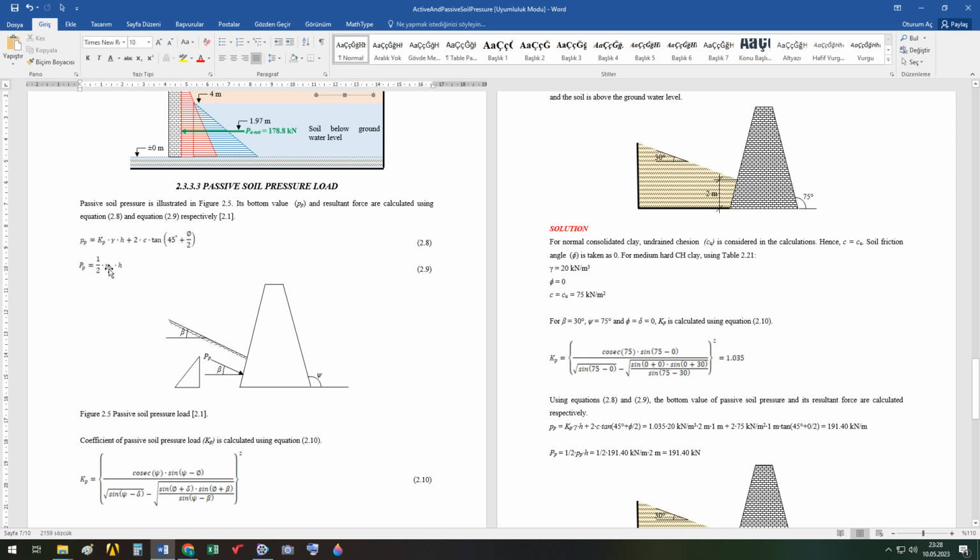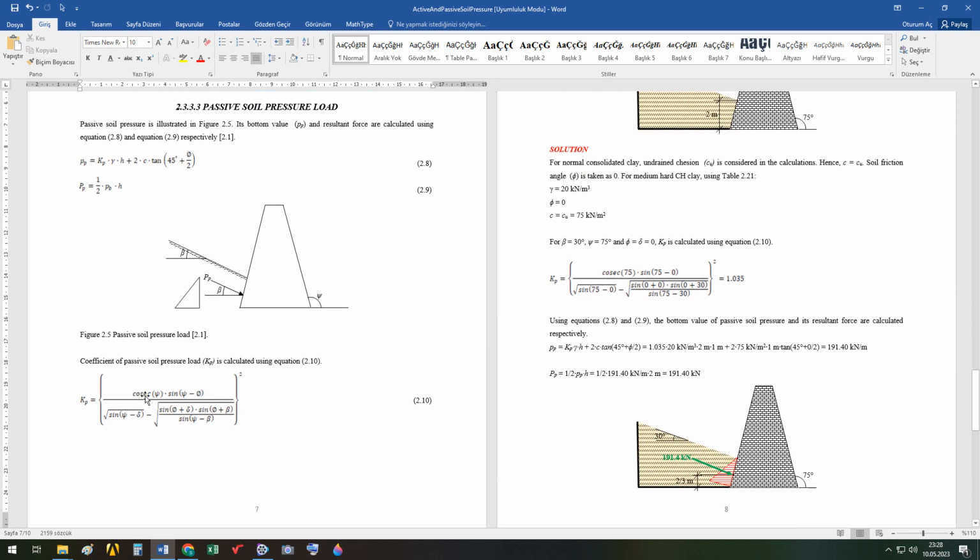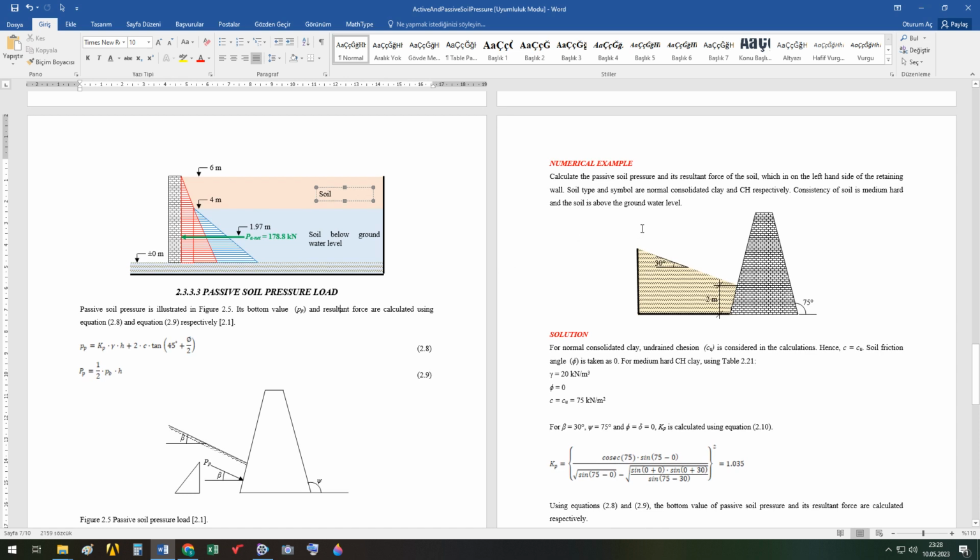These formulas are used to calculate the passive soil pressure bottom value and also its resultant force. And this time the passive soil pressure load coefficient is calculated by another formula given here. Now we have an example. To make it more understandable, I made two examples, one of which includes only active soil pressure load, and the other includes only passive soil pressure load. Now we have an example here.